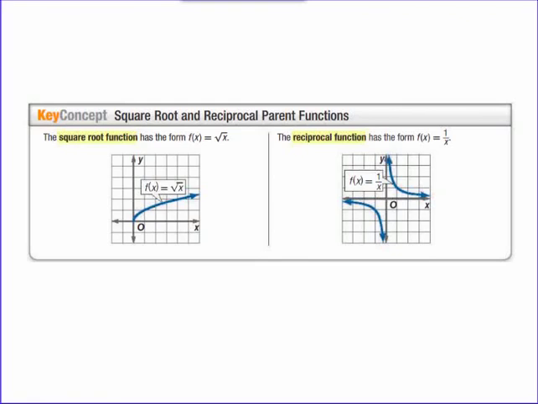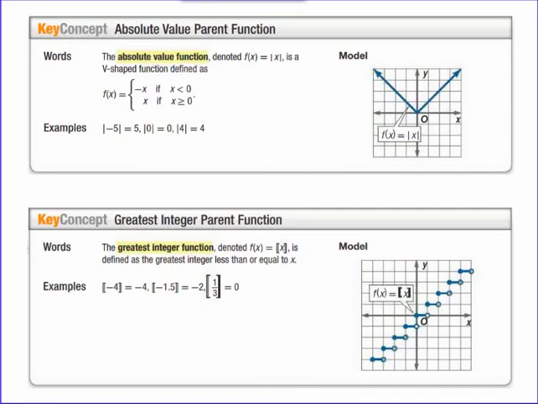We have 14. Here are 2 more. We have the absolute value. Absolute value is a V. So that should be easy to remember. You see a V, absolute value. And then we have the greatest integer function. The greatest integer function looks like what? Stairs. And actually we call this a step function.